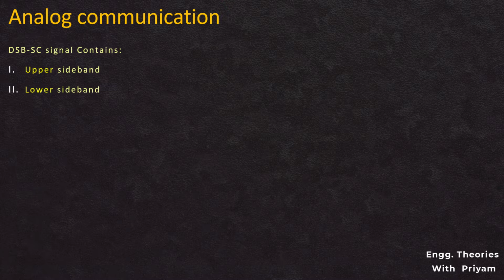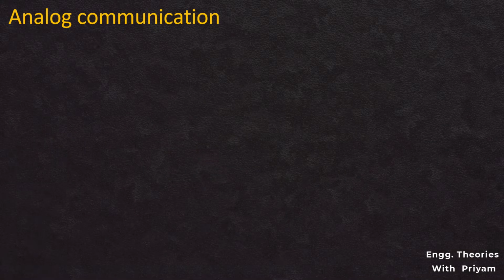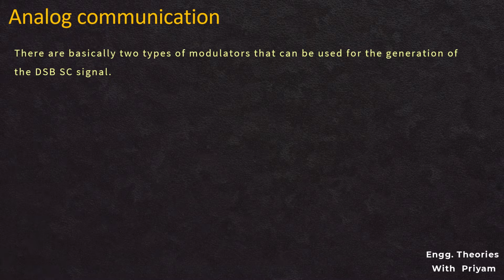This DSB-SC modulated signal can be shown in the frequency domain, where there are two sidebands, USB and LSB, on both sides, but the carrier signal is suppressed. There are basically two types of modulators that can be used for the generation of the DSB-SC modulated signal, and they are the balanced modulator and the ring modulator. Let us see how the balanced modulator can be used for the generation of the DSB-SC modulated signal.